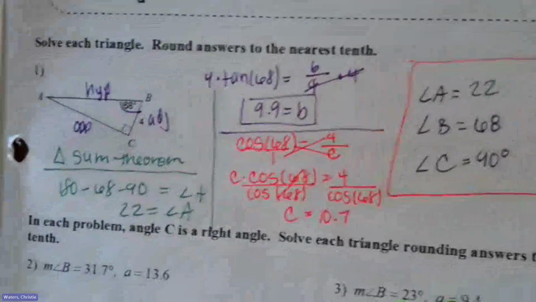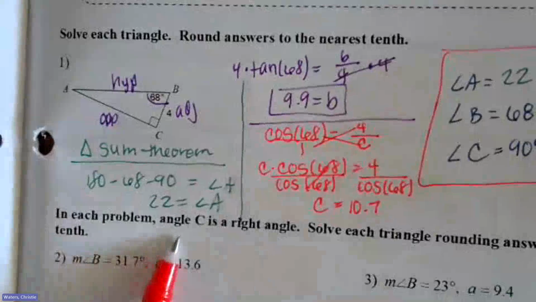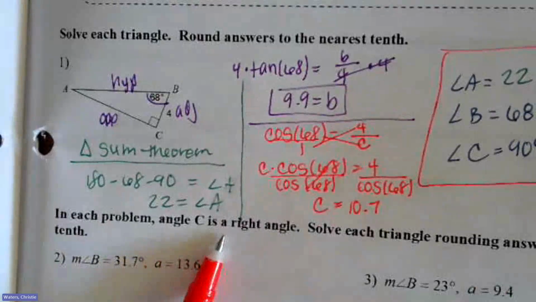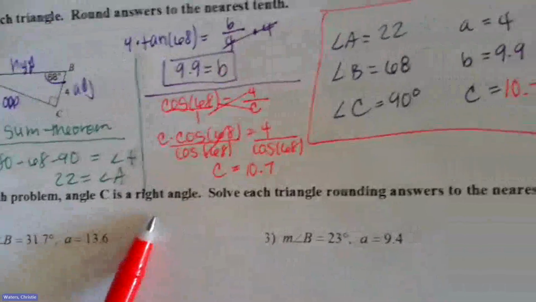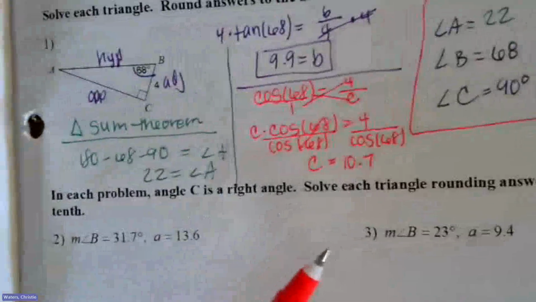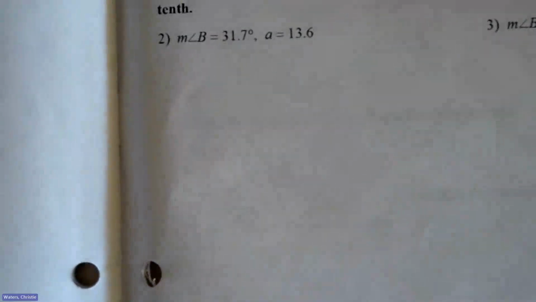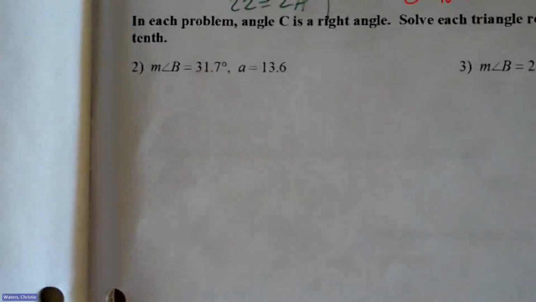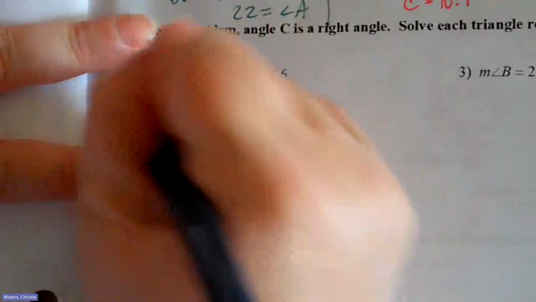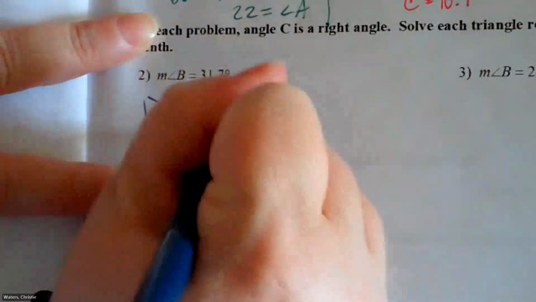So then we've got 2 more of these to do. It says in each problem, angle C is a right angle. Solve each triangle rounding answers to the nearest tenth. All right, so let's jump in. I definitely need to draw a diagram because I have to see it. I can't just read it. So I'm just going to draw a right triangle real quick.